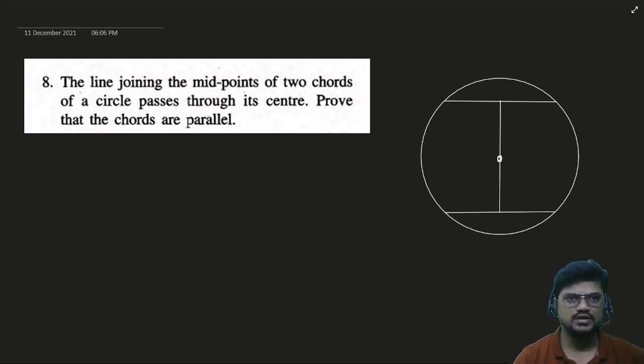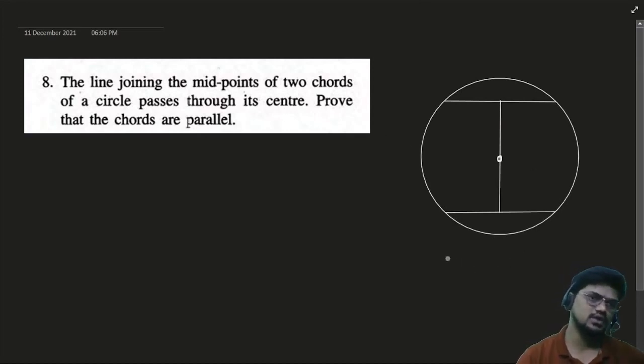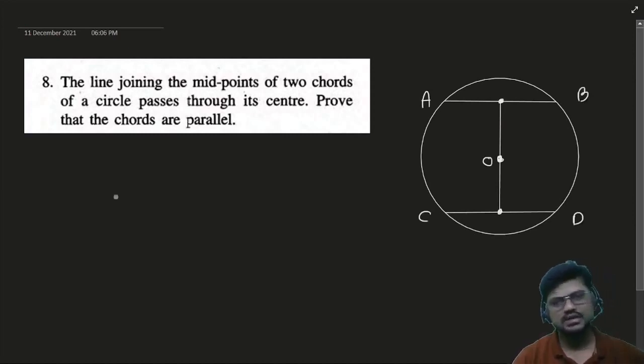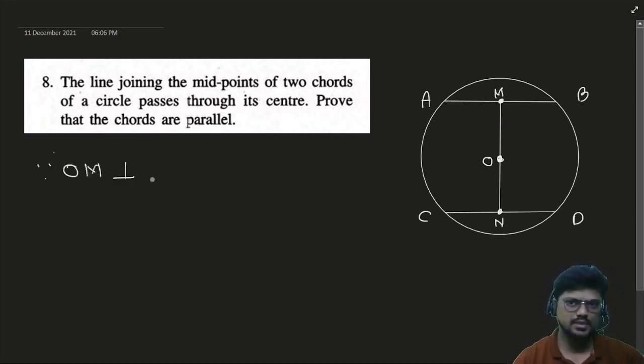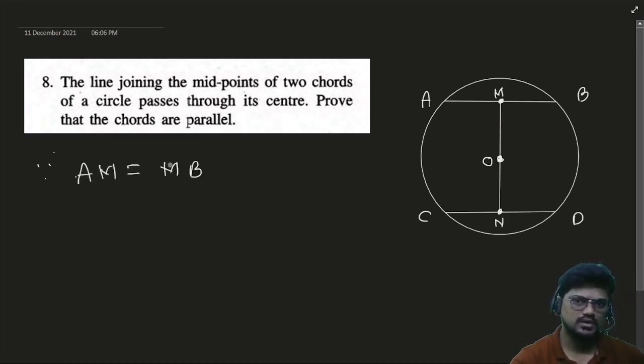So the line joining the midpoints of two chords of a circle passes through its center. Prove that the two chords are parallel. Now how can you prove that? These are the midpoints of the chords. If I say the chords are AB and CD, and the midpoints are M and N, since AM is equal to MB, therefore OM is perpendicular to AB.